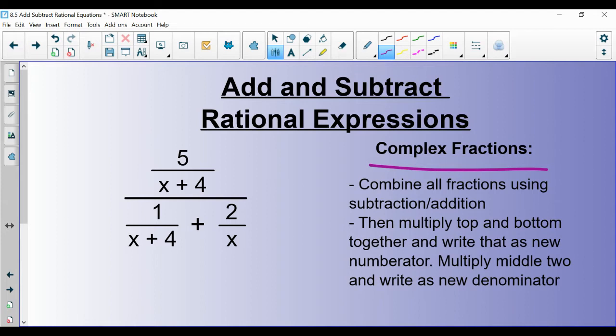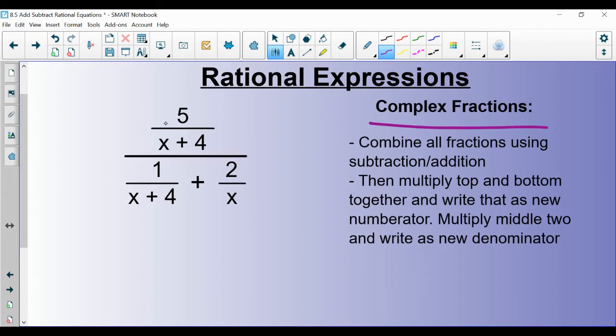Here are my steps for us. Combine all fractions using subtraction and addition, the stuff from the first part of this lecture. Use that. Our numerator here, 5 over x plus 4, is already combined. We can't combine that further at this time. But my denominator here, this 1 over x plus 4 that's being added to 2 plus x, needs to be simplified using the concepts outlined in this section.